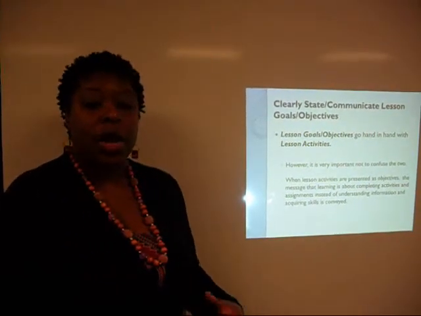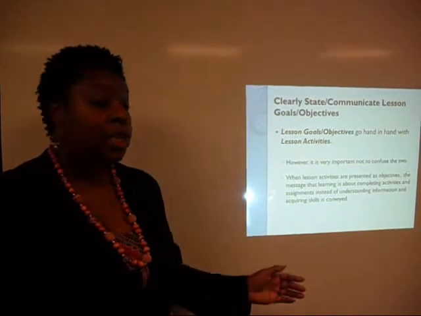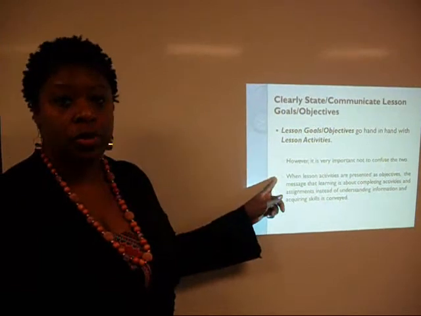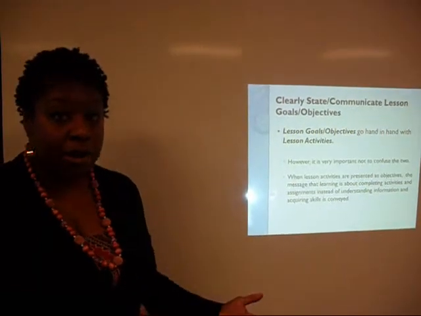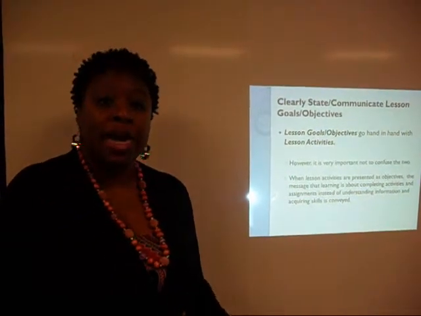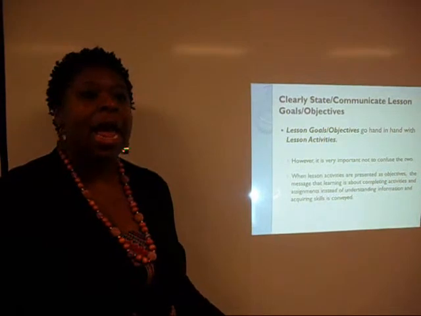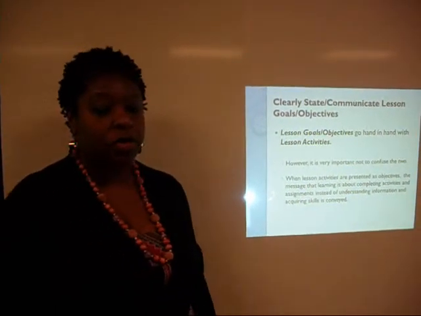Lesson goals and objectives go hand in hand with lesson activities. However, it is very important not to confuse the two. When lesson activities are presented as objectives, they send a message that learning is really about completing activities or assignments and not about gaining the knowledge and skills that are necessary for students to learn.